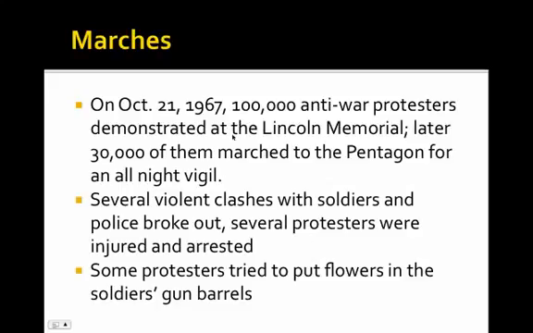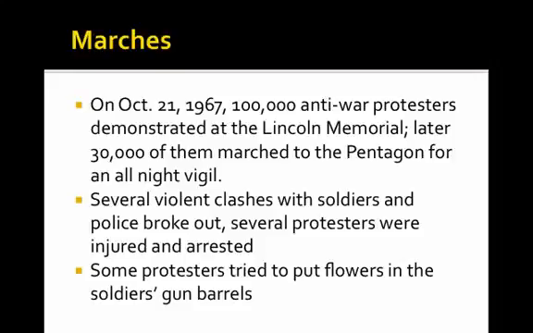On October 21st, 1967, a couple years later, 100,000 anti-war protesters demonstrated at the Lincoln Memorial in Washington, D.C. And then later on, 30,000 of those marchers marched to the Pentagon and camped out on the steps of the Pentagon, where they planned an all-night vigil against the war. And several violent clashes between soldiers and the police, federal marshals and military police, broke out. A lot of the protesters were beaten by the military police and the federal marshals.